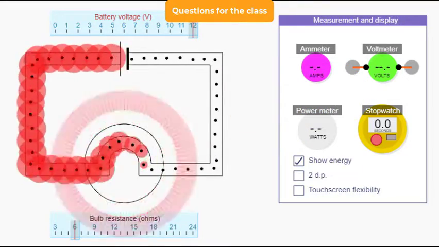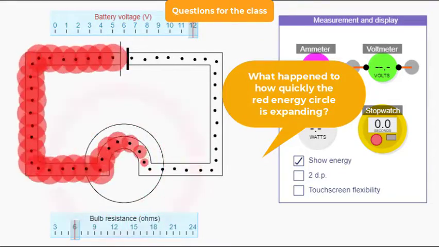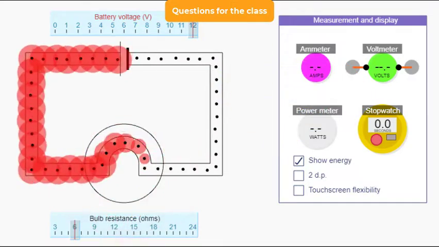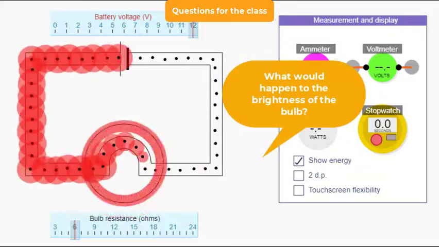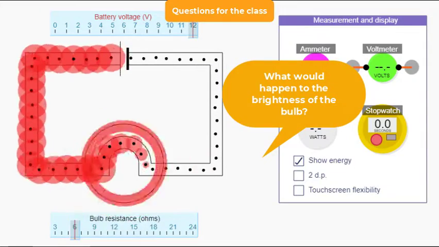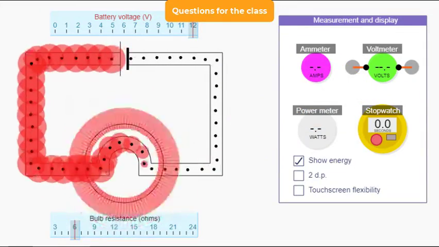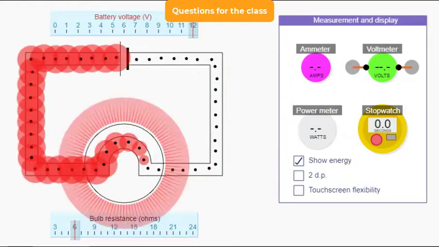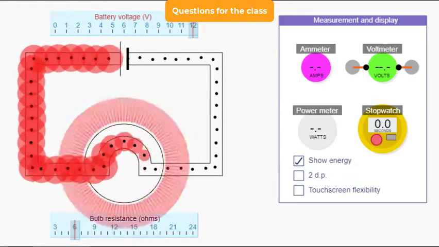It's increased. And what happened to how quickly the red energy circle around the bulb is expanding? Well, that increased too. And what would happen to the brightness of the bulb? It would be brighter. And what would happen to how quickly the battery runs down? The battery would run down quicker.